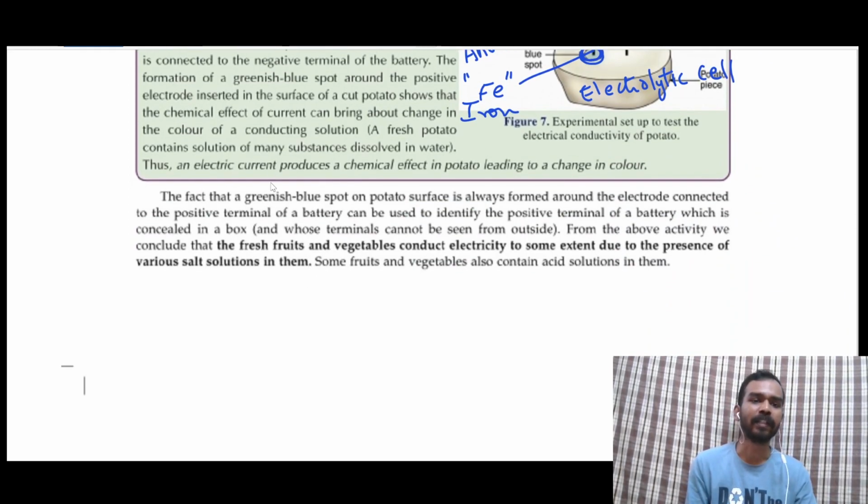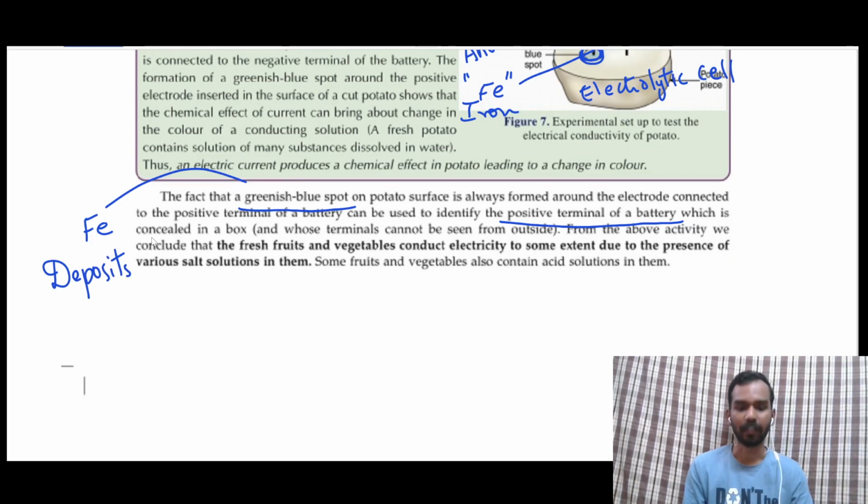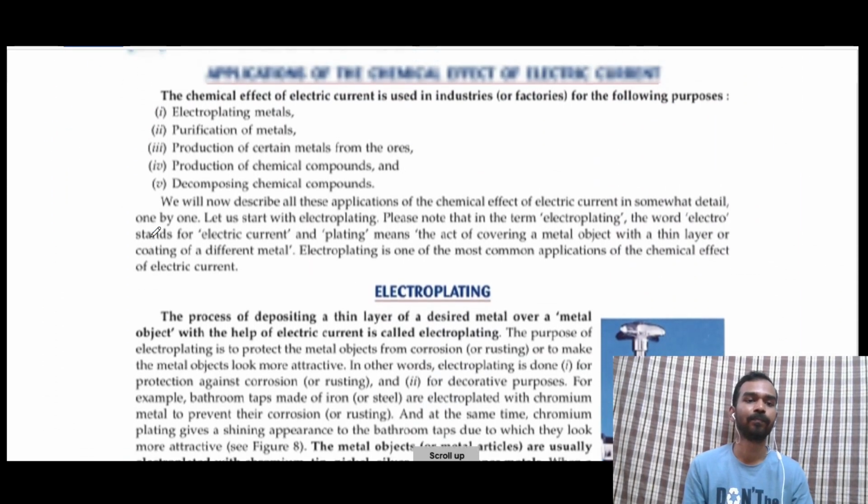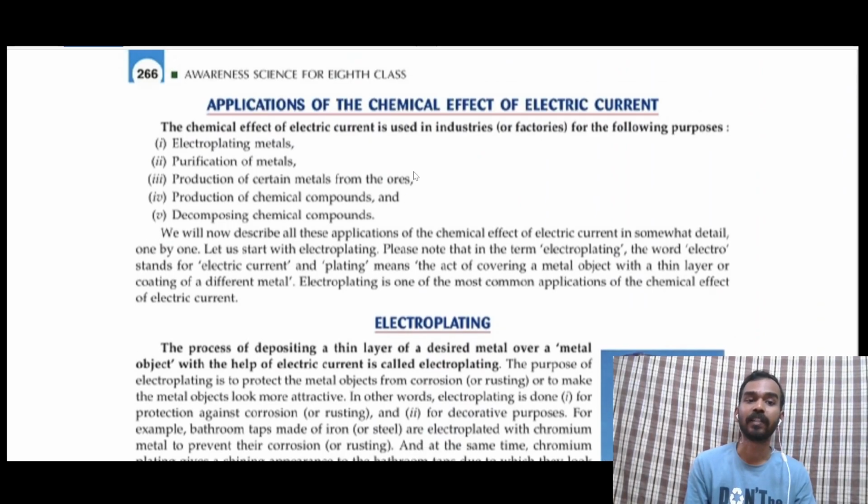Okay, I told you, right. Greenish color is coming. Greenish blue color. That too around the positive terminal. Okay, why? Because you told that it is an iron nail. So the green color has something to do with the iron deposit. Okay, but why is it happening? What is the principle behind that? We will see. So there are multiple applications using this concept.